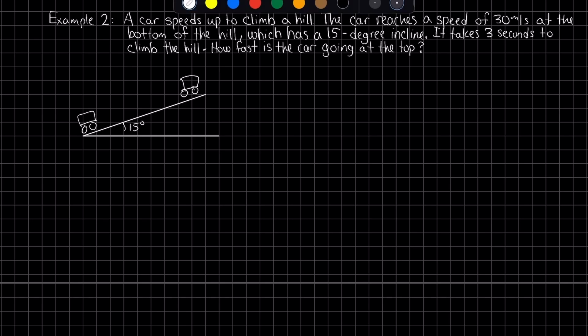Now I'm going to draw out my Cartesian coordinates, but I'm going to align them with the hill, just like that. So I'm going to call this direction the positive x direction. This would be the negative x direction. So by setting up my coordinate system like this, I'm defining the motion of the car to be positive.